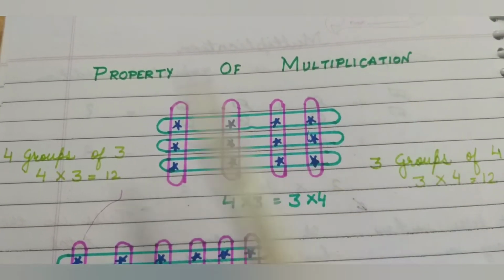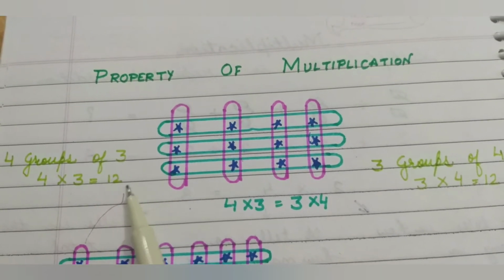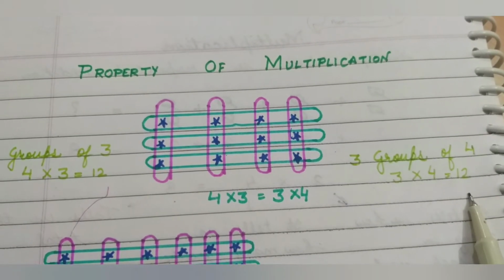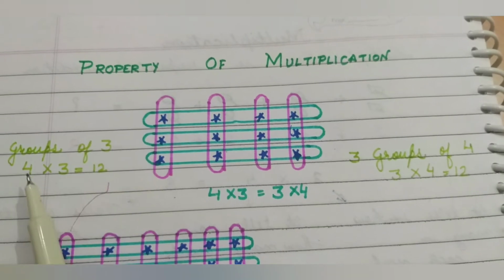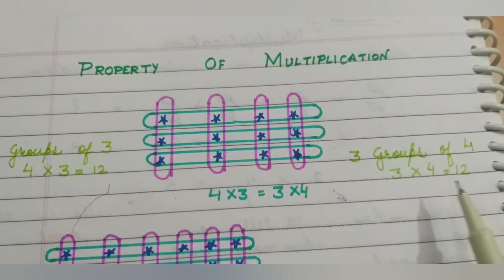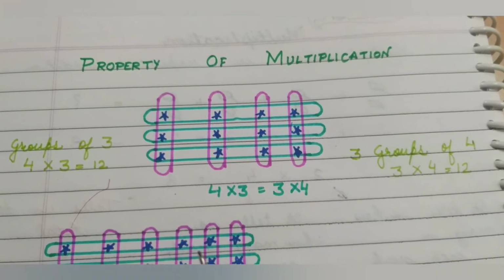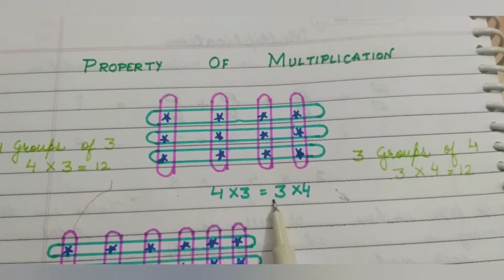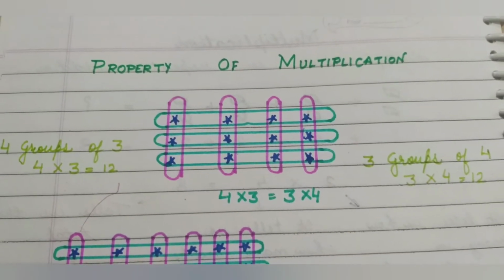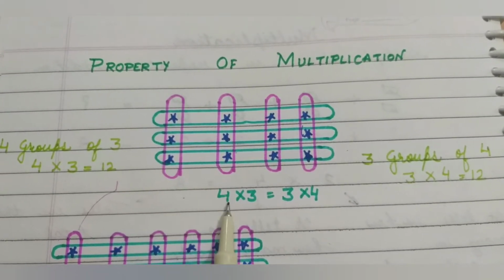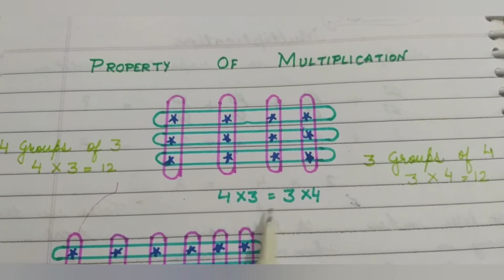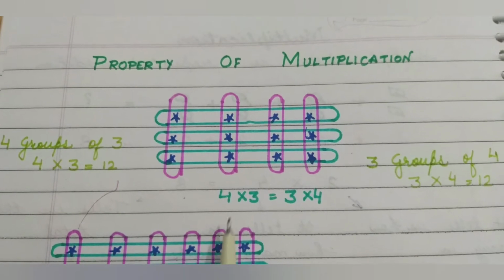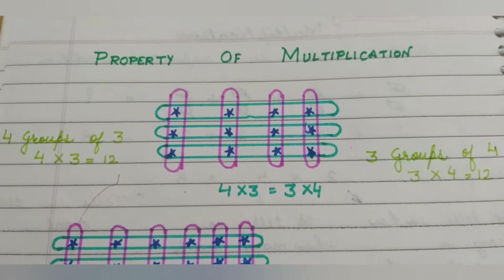What number is formed by 4 multiply 3? It is 12. And what number is formed by 3 multiply 4? Again it's 12. So it's clear that 4 multiply 3 is equal to 3 multiply 4. So this is the first property. 4 multiply 3 is equal to 3 multiply 4. What we observe is that changing the order of these two factors does not change the product. Its product will be the same. In this case it's 12 only.